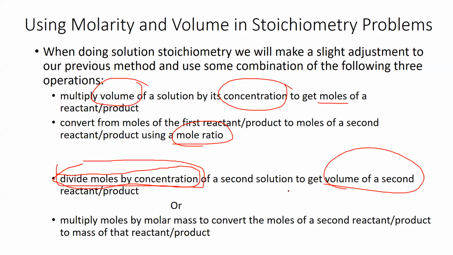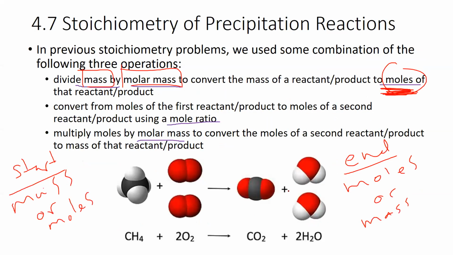The other thing you can do is if you want to find the mass of, say, a product that you make, well, you use your mole ratio to figure out how many moles of that product, right? You do the same process that you did for the other stoichiometry problems, where you would multiply the moles by molar mass in order to figure out how many grams.